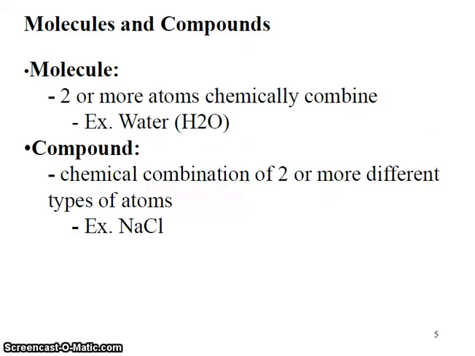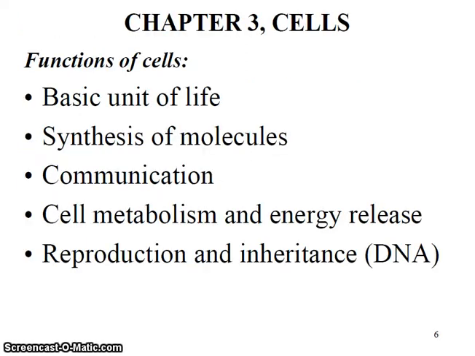I don't need to read all of this to you. A molecule is formed of two or more atoms that chemically combine. Here's an example. A compound is a chemical combination of two or more different types of atoms. NaCl is sodium chloride, which is common table salt. Now we're already into chapter 3, which is cells. In chapter 2, let me just go back a bit. You will need to understand what atomic number and atomic mass are. So be sure that you have those concepts clear in your mind, and what is meant by atomic number and what is meant by atomic mass.